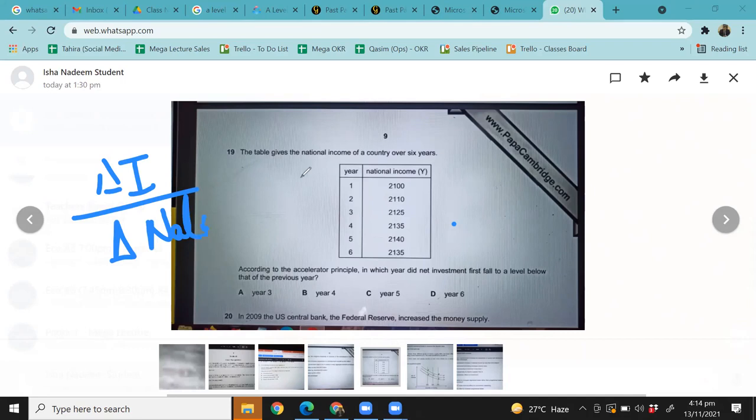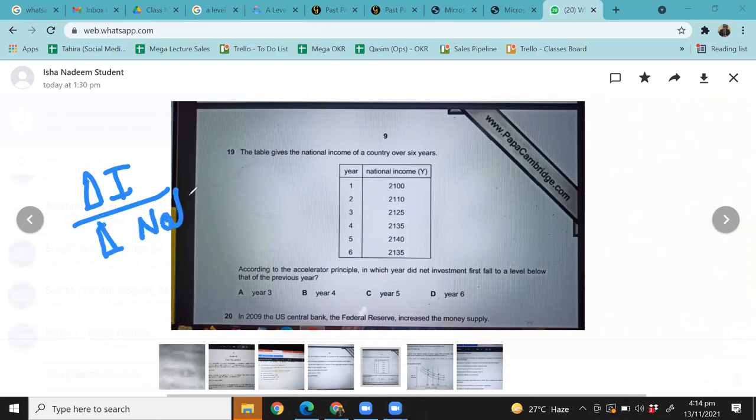Now, between the first and second year, how much was the increase in national income? 10. In the next year, how much was the increase in national income? 15. Then between these two, how much was the change in national income? 10. So technically in year four, your net investment, right? Isha, think about this. What is the accelerator principle? How much would the change in your investment be due to a change in national income?